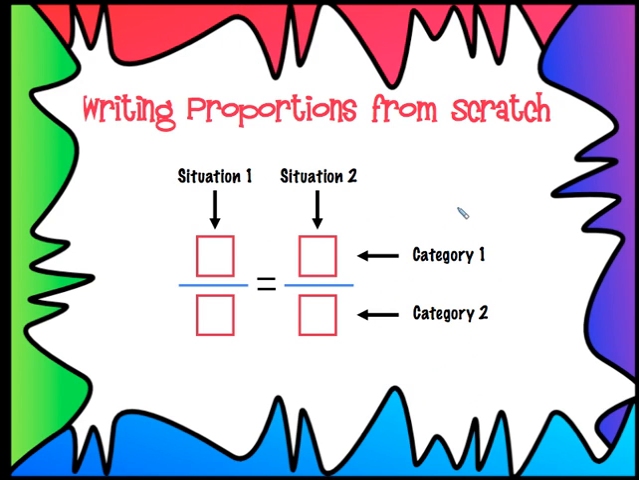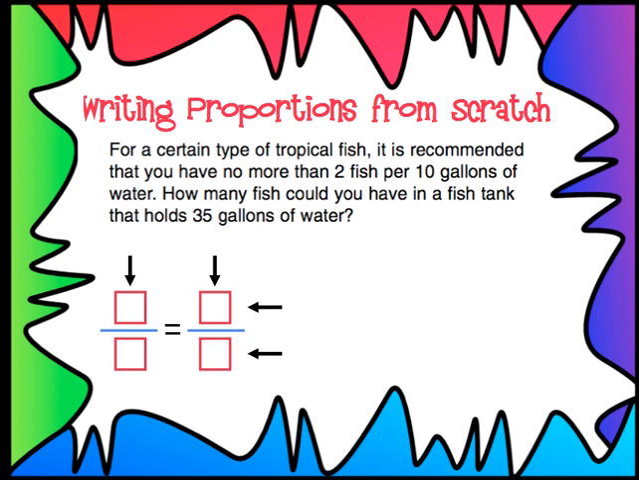Okay, when we are writing proportions from scratch, these two things go together, these two things go together, these two things go together, and these two things go together. It doesn't matter how you do them, because they can look different but get the same answer, but you just have to make sure that these go together and that these go together. They'll go together for different reasons.